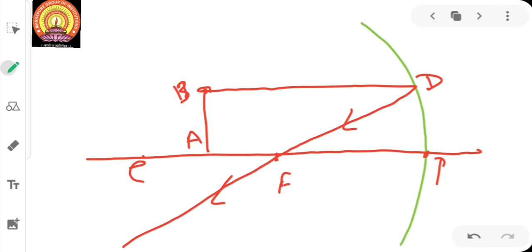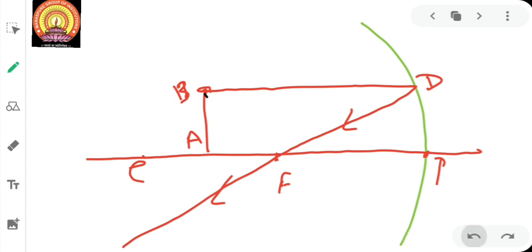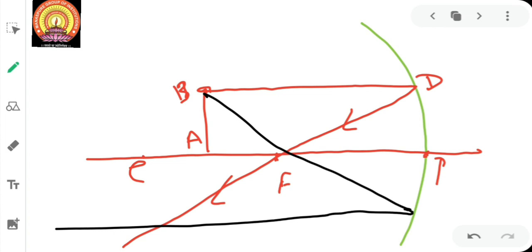Then as per the second rule, what is the second rule for us? If the incident ray is passing through the focus, the reflected ray is parallel to the principal axis. Now the incident ray from point B through F falls over here. So it is again parallel to the principal axis. When the ray is passing through the focus itself, then the reflected ray is parallel to the principal axis.